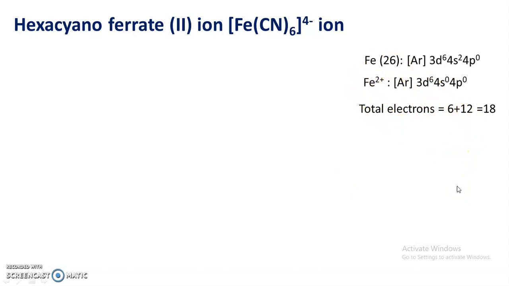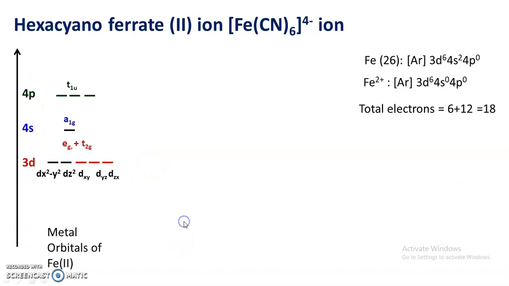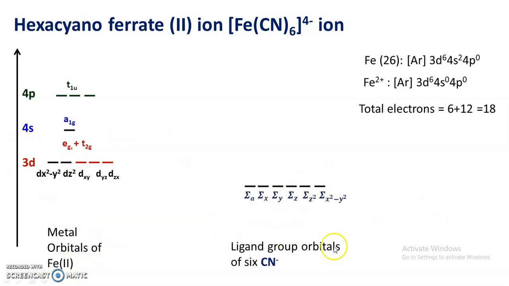In the molecular orbital diagram, again energy increases from bottom to top. To the left side, metal orbitals of the ferrous ion: 3d, 4s, 4p. To the right side, these are the ligand group orbitals of cyanide. 6 cyanide ligands are there. And at the center, the molecular orbitals of the hexacyanoferrate(4-) ion.